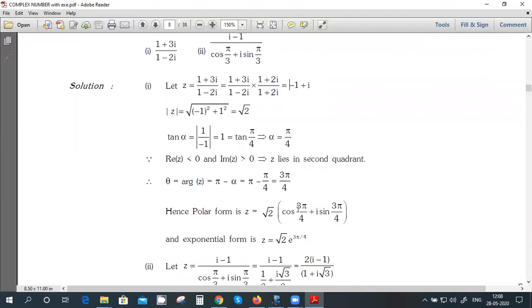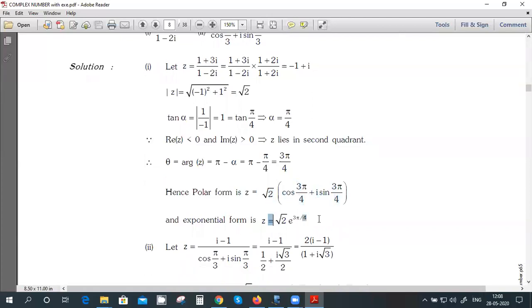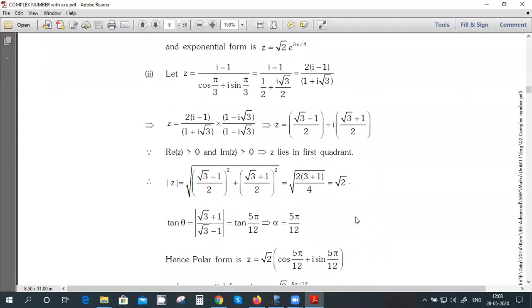So the answer is √2 cos pi by 4. You have to write in this form. And in the exponential form, it's √2 into e raised to the power I 3 pi by 4. Okay.